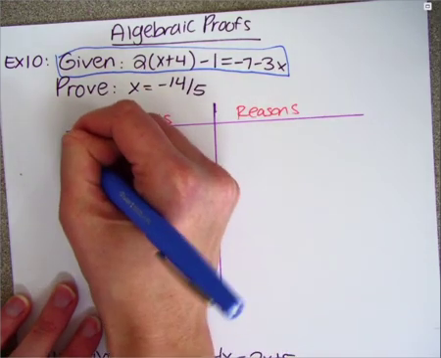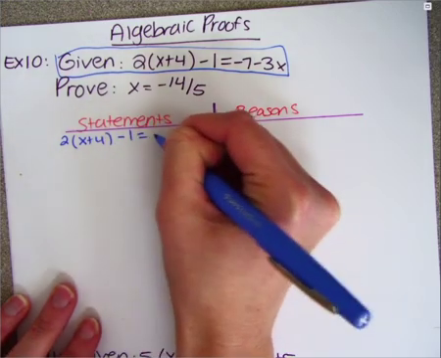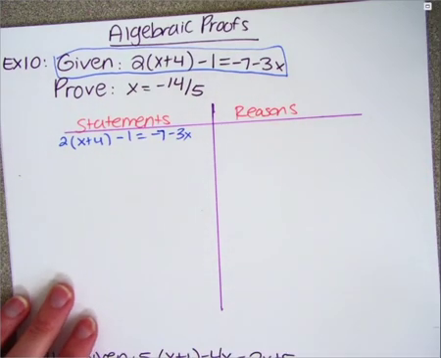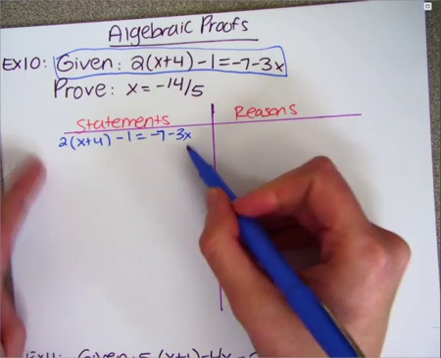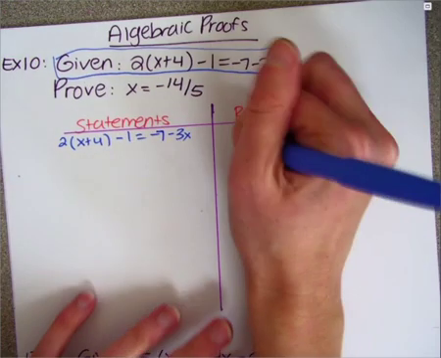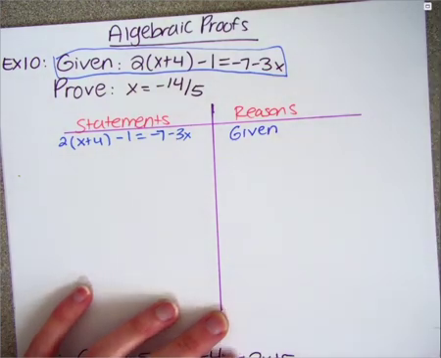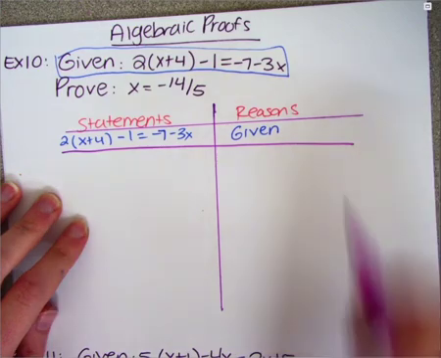Our given, I'm going to write this whole thing in my first statement. So I'm going to write 2 times (x plus 4) minus 1 equals negative 7 minus 3x. And then my reason for that is that it was given to me. So my reason is going to be the given. That will be my very first thing in my proof.